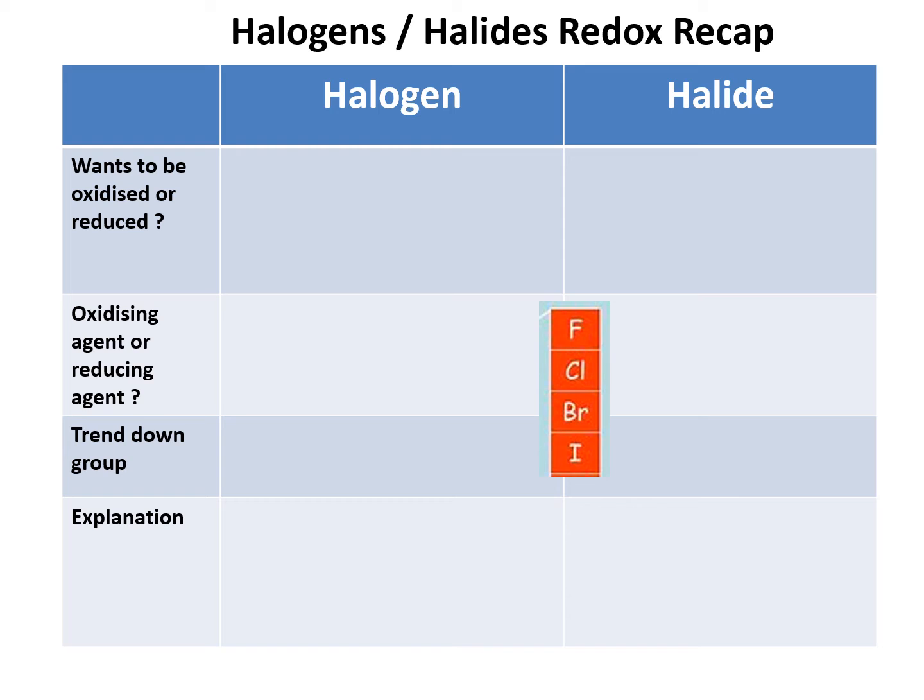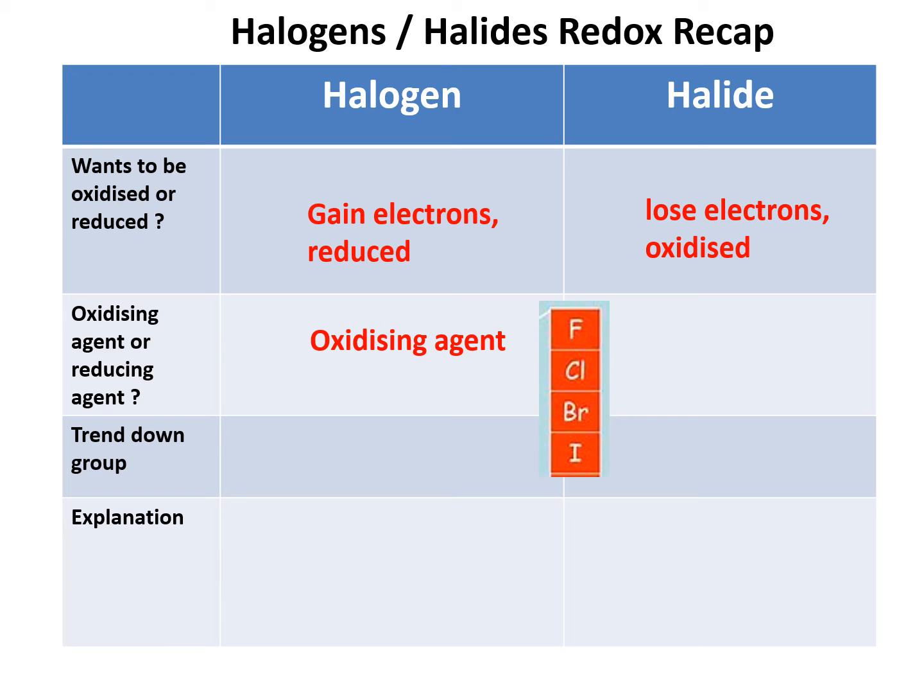Let's recap. Halogens want to gain electrons, so they want to be reduced. Halides want to lose electrons, so they want to be oxidized. If you want to gain electrons, you're going to be a good oxidizing agent. And if you want to lose electrons, you're going to be a good reducing agent.